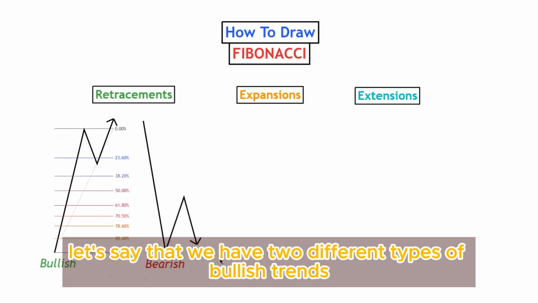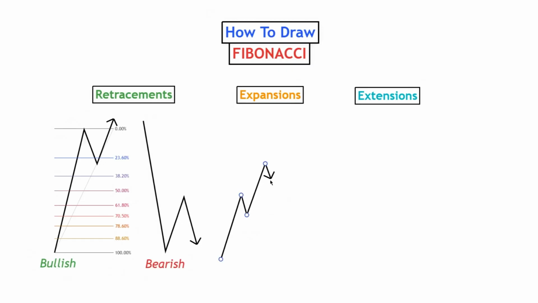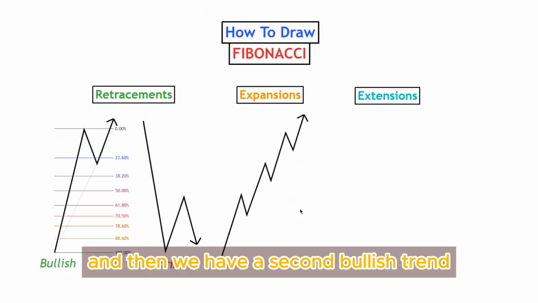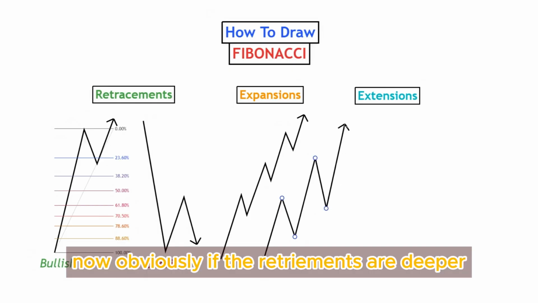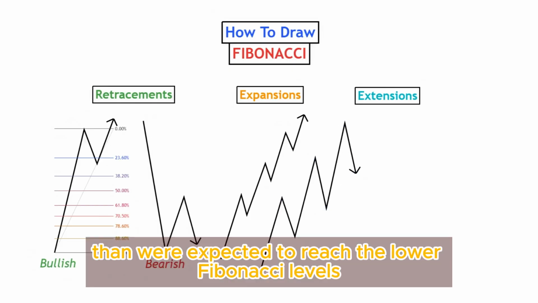Let's say that we have two different types of bullish trends. One bullish trend looks like this, where the retracements are quite small, and then we have a second bullish trend, where the retracements are much deeper. Now, obviously, if the retracements are deeper, then we're expected to reach the lower Fibonacci levels.